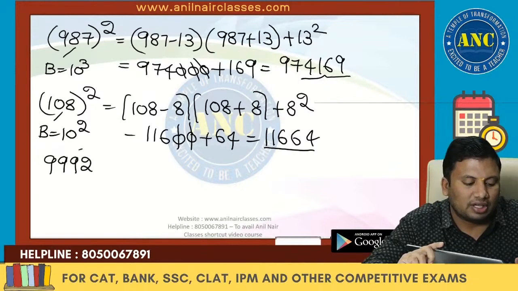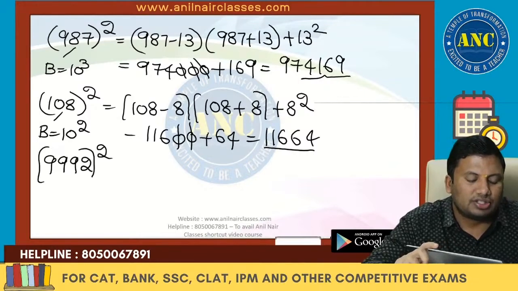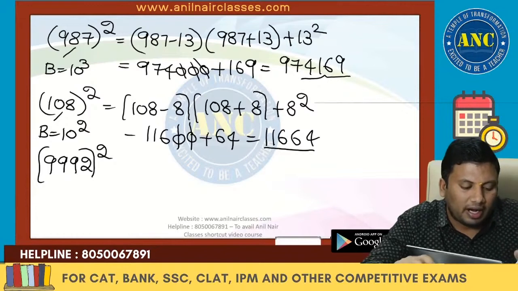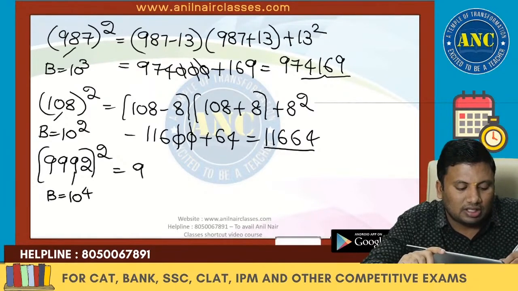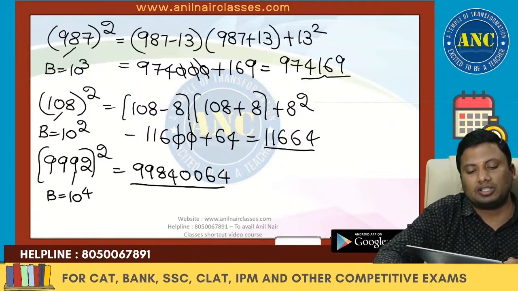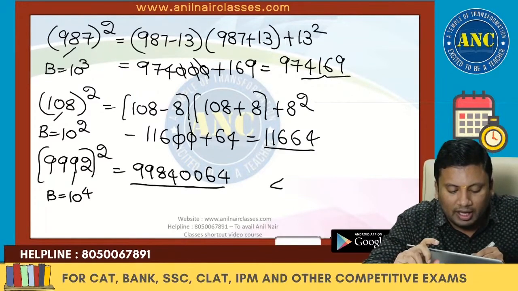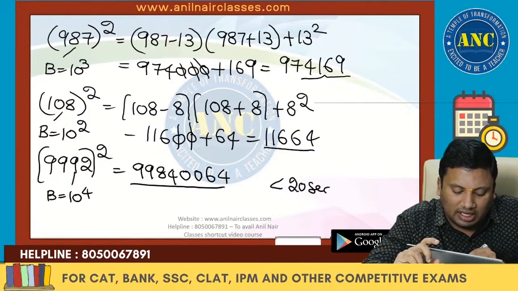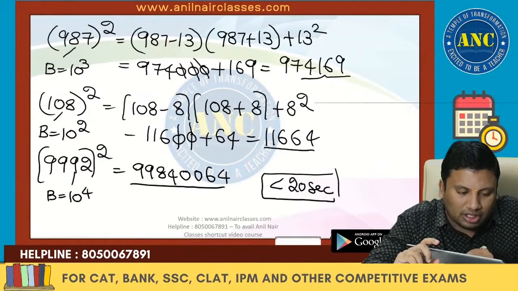Suppose it is 9992 square. It seems like a very difficult question, but actually it is easy. This is nearer to 10,000. This is nothing but 9984. 4 zeros will be there, so 2 zeros, and 8 square is 64. Just with practice, you will be able to solve the problem in a maximum of 20 seconds if the number is closer to a power of 10.